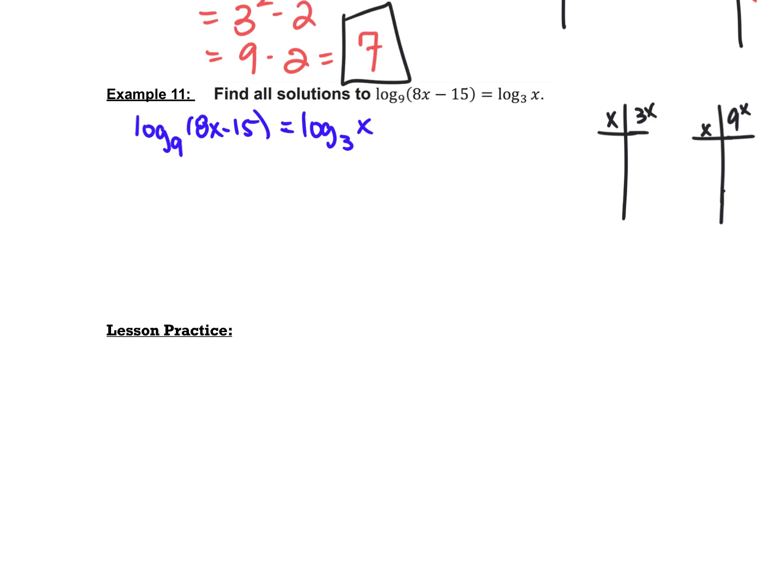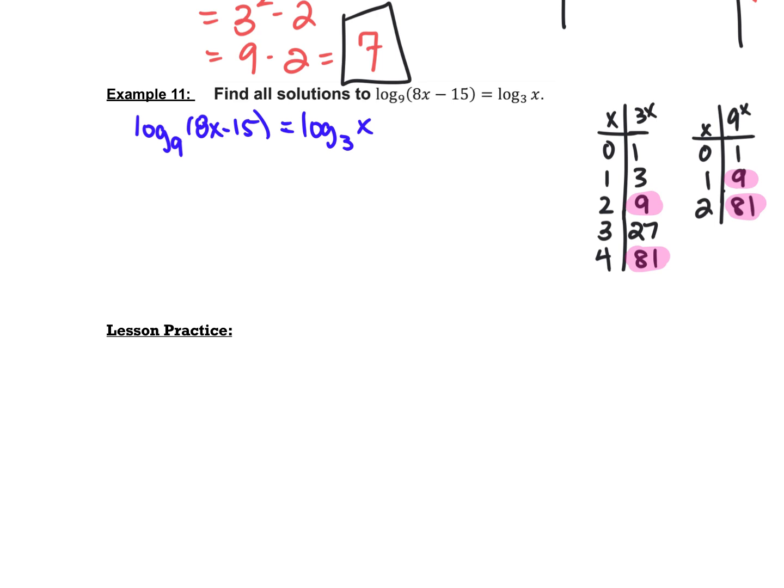If I start plugging in values for 3 to the x: 0, 1; 1, 3; 2, 9. For the next one, 9 to the x: 0, 1; 1, 9; 2, 81. We could keep going. 3 to the third would be 27. 3 to the fourth would be 81. Do they share some of the same y values? Yes, they do. They share 9. They share 81. They go on and share several more after that.